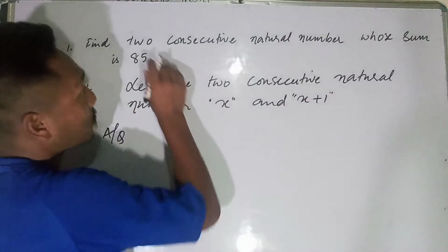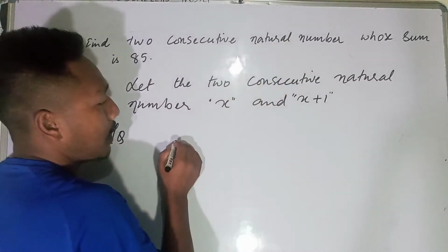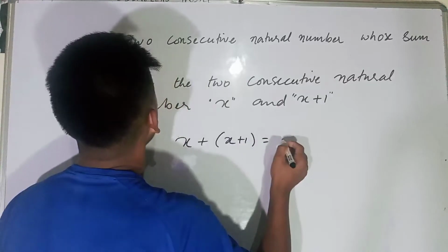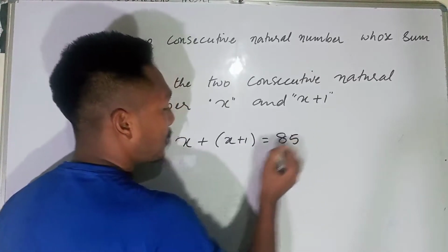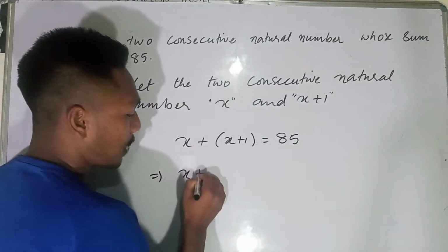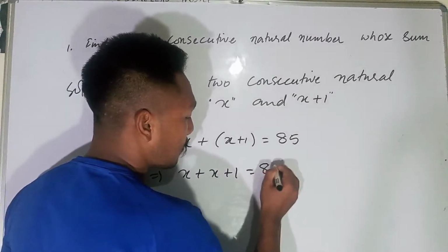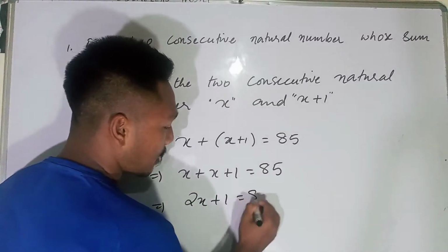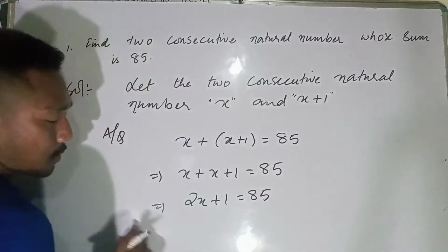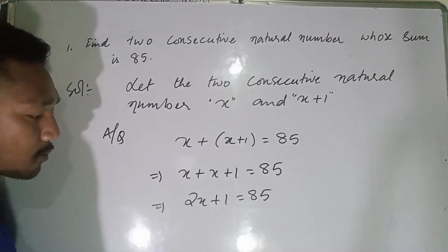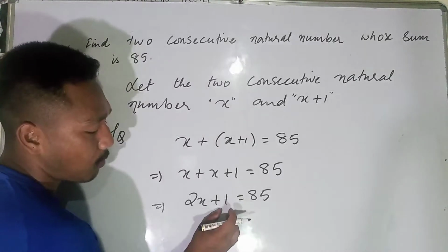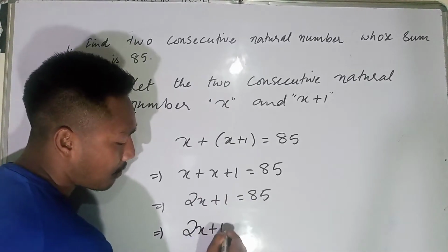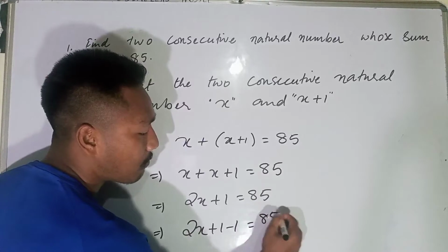If I add their sum, x and x plus 1, we are getting 85. So x plus x plus 1 is equal to 85, that is 2x plus 1 is equal to 85. Now with a direct method, here we have a plus 1. If I want to remove this plus 1, what should I do? I have to subtract 1 from both sides: 2x plus 1 minus 1 is equal to 85 minus 1.